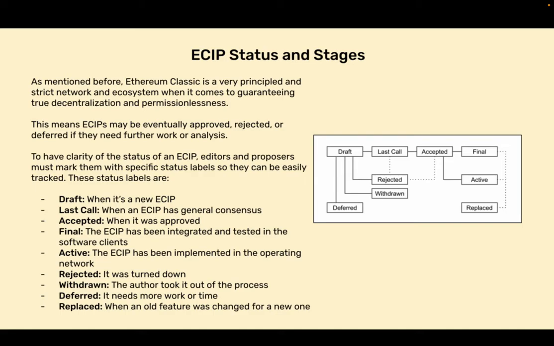These status labels are: draft, when it is a new ECIP; last call, when an ECIP has general consensus; accepted, when it was approved; final, the ECIP has been integrated and tested in the software clients; active, the ECIP has been implemented in the operating network, that is, node operators and miners have adopted it and installed the new client; rejected, it was turned down; withdrawn, the author took it out of the process for some reason; deferred, it needs more work or time; replaced, when an old feature was changed for a new one.